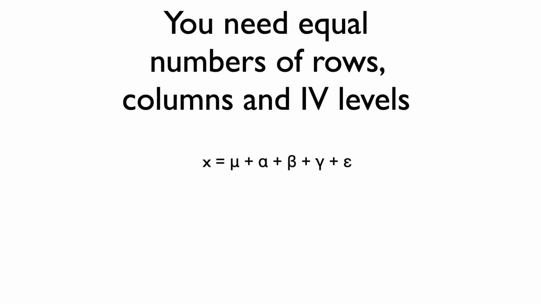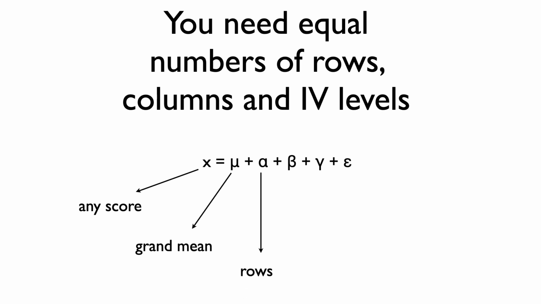So the model's weird. Well, it's weird in a way, because it says that any score, so x equals mu plus alpha plus beta plus gamma plus epsilon, equals the grand mean plus the effect of rows, columns, and the independent variable. Oh, and there's error, of course. Typically, we don't call it error with Latin squares for some reason. We tend to call it residual. It means the same thing.